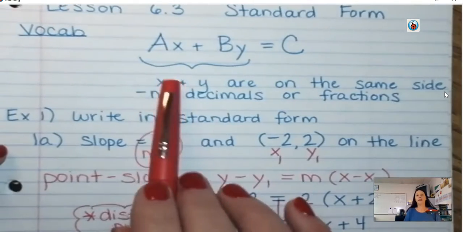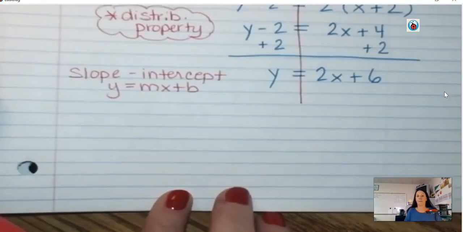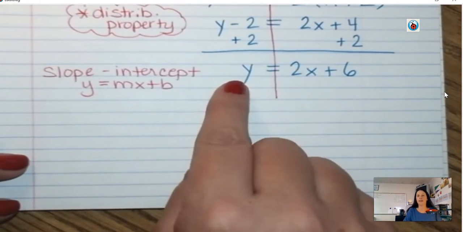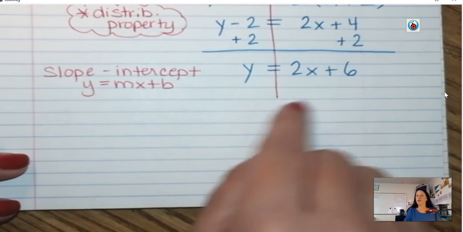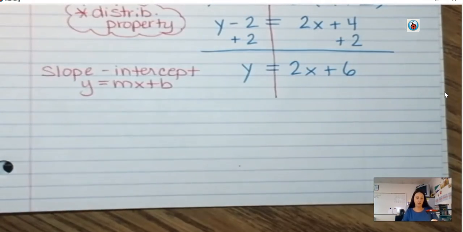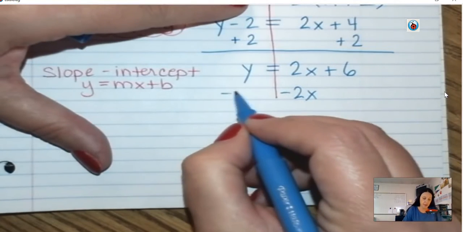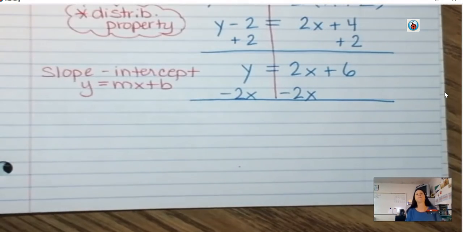Finally, we need to get it in standard form. Standard form is when the x and the y are on the same side. So the easiest way to do it is to bring these x's over to the left-hand side. To get things to move over the equal sign, we add or subtract them. So if I'm getting rid of positive 2x's, I have to subtract 2x's. If I do that to one side of the equal sign, I have to do it to the other. That's the subtraction property of equality.